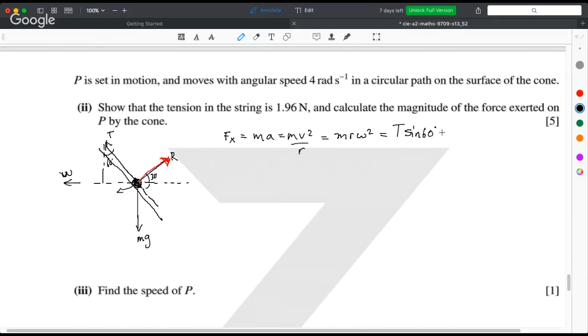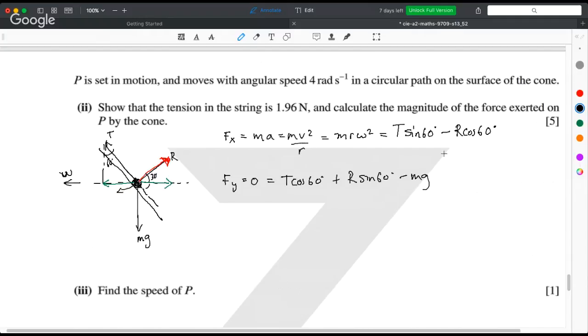So this is going to be minus R cosine of 60 degrees. So this is that component and that component, and together they give us some movement. Now, what about the y direction? Well, the thing isn't moving in the y direction, so all of those must be balanced. And that's going to be T cosine of 60 degrees plus R sine of 60 degrees minus mg.